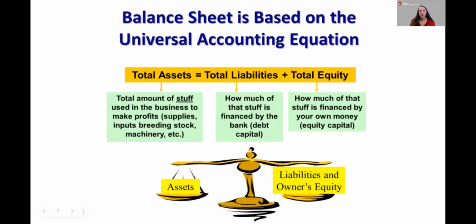The value of the assets will always balance or equal the sum of the liabilities and total equity or net worth. Total assets are the total amount of stuff used in the business to make profits. Your total liabilities are how much of that stuff is financed by the bank. And your total equity is how much of that stuff is financed by your own money. Remember, total assets equals total liability plus total equity.